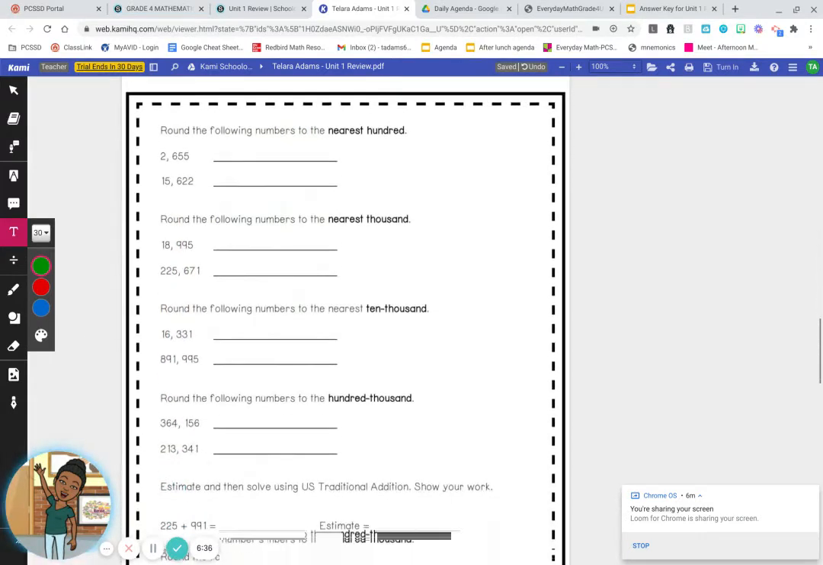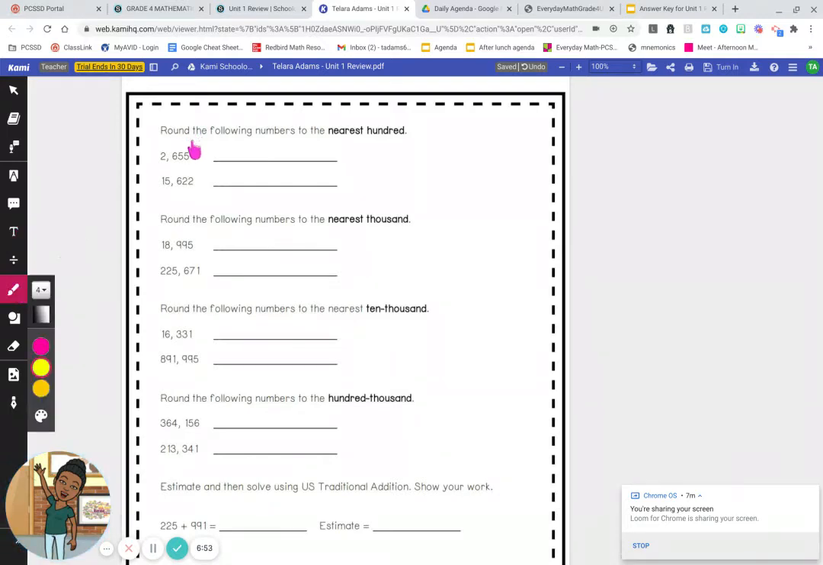Round the following numbers. You're going to round to the nearest 100. Make sure you're reading the instructions. The next set is the nearest 1,000, then 10,000, then 100,000. You will need your place value chart as a reminder. But let's do the first one together. Round the following numbers to the nearest 100.